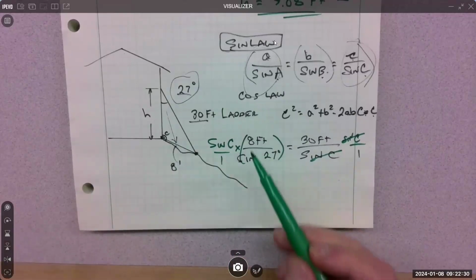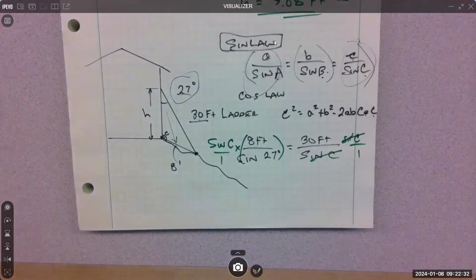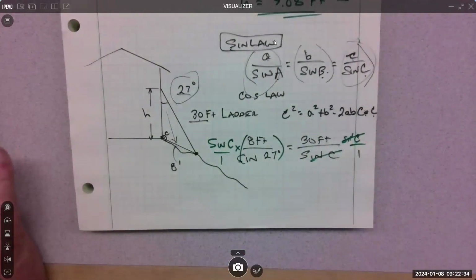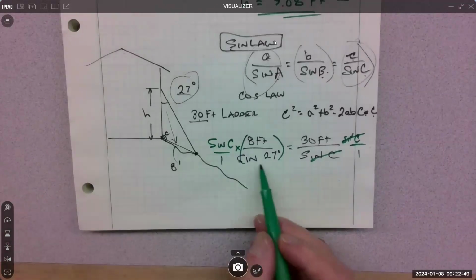So I'm gonna turn this into a number. 8 feet divided by sine 27. So somebody give me that number just so I don't muck it up. 17.62. Yep, I agree. 17.62151412. That's this number, right?